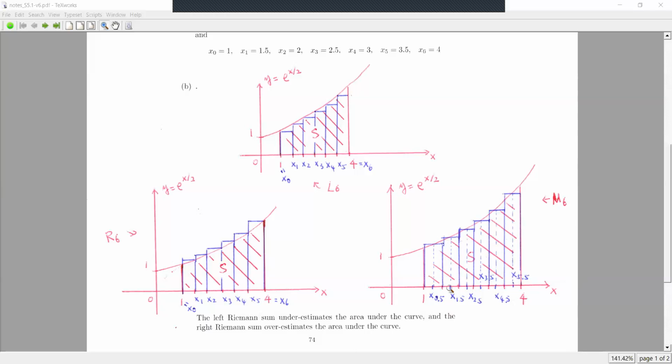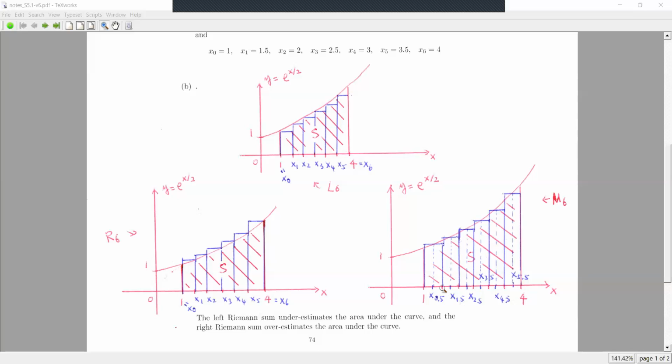Similarly, over the second subinterval, the left endpoint is x1 and the right endpoint is x2. I use x1.5 to denote the midpoint of the second subinterval. Then what is the value of x1.5?